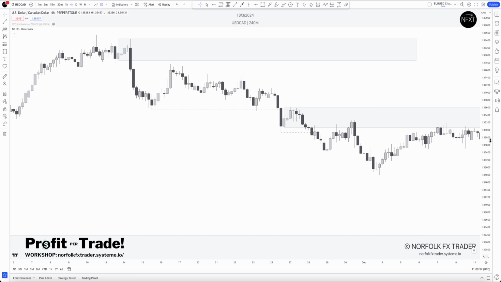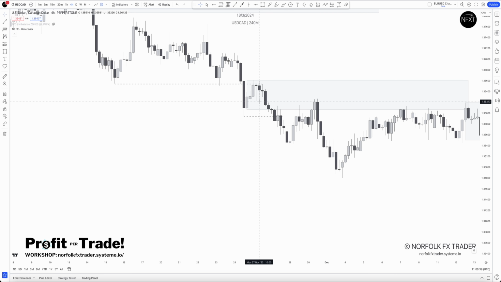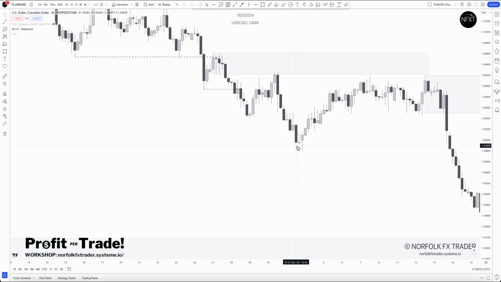Now, if I was to refine this area of supply, I'd be looking for an area of imbalance left over here. Okay, so I'd probably be looking to refine it to this move on these wicks. The market comes down, we just push in, okay, and we push lower. That's how I look at refining that zone.